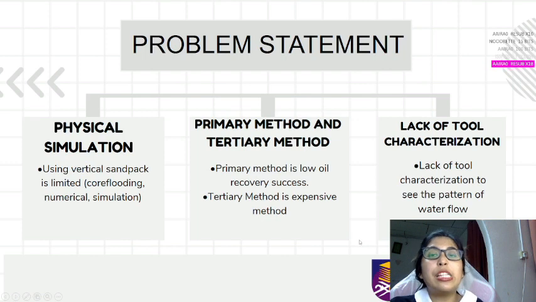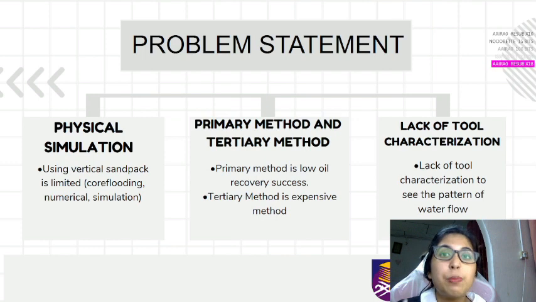Next is the problem statement. Physical simulation using a vertical sandpack is very limited compared to horizontal simulation. Then the primary method has low oil recovery success, and the tertiary method is expensive. There is also a lack of characterization to see the pattern of water flow by using radio tracer.